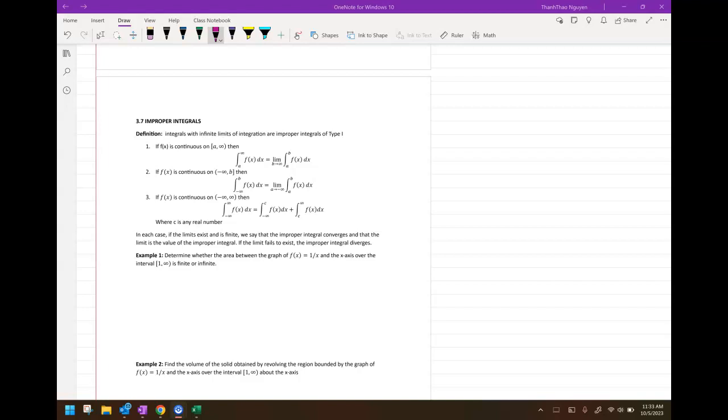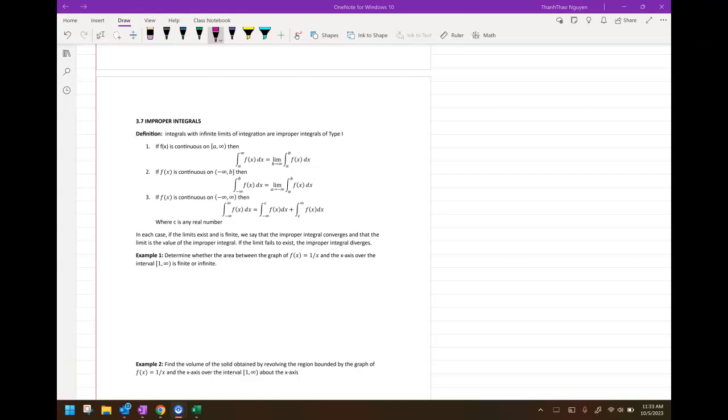Let's talk about improper integrals. What is meant by an improper integral? There are two types of improper integral. Type 1: integral with an infinite limit of integration.